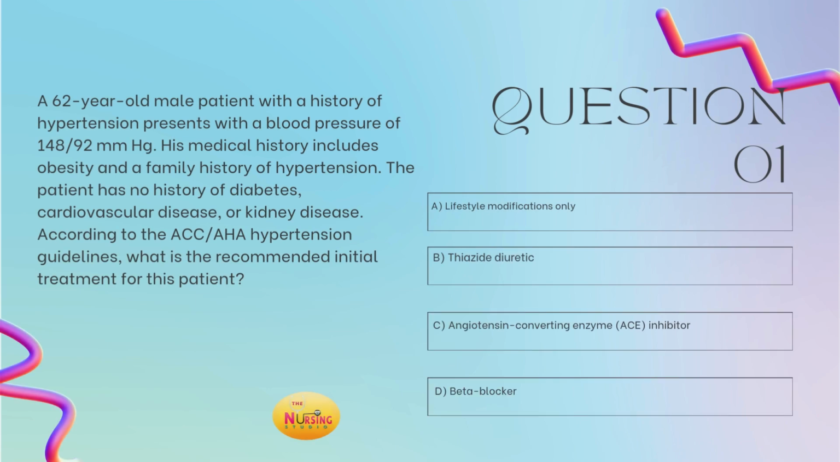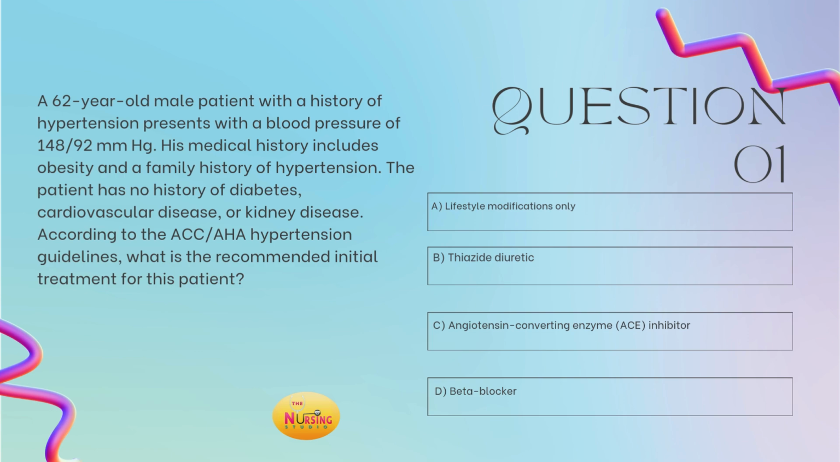Question number one states a 62-year-old male patient with a history of hypertension presents with a blood pressure of 148/92. His medical history includes obesity and a family history of hypertension. The patient has no history of diabetes, cardiovascular disease, or kidney disease. According to the ACC and AHA hypertension guidelines, what is the recommended initial treatment for this patient? Is it A, lifestyle modifications only, B, thiazide diuretics, C, ACE inhibitors, or D, beta blockers? Take a moment and tell me what you got in the comments, y'all.